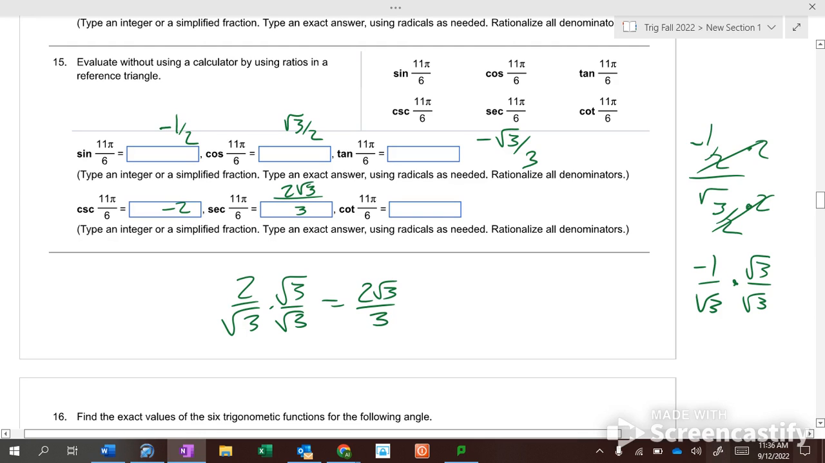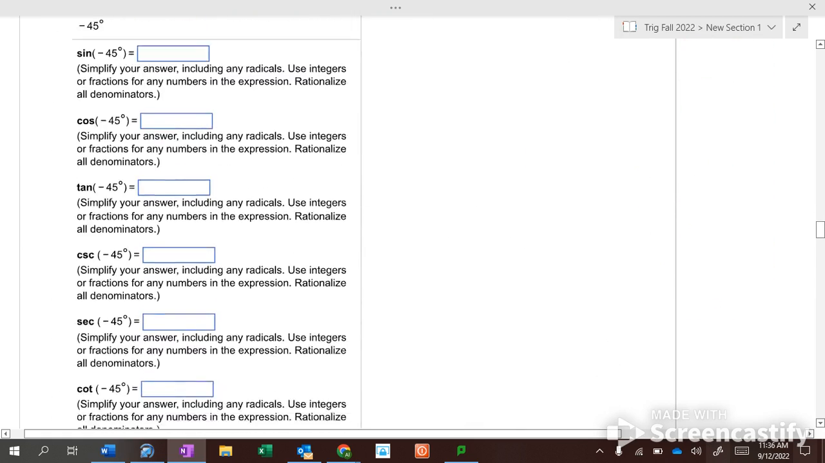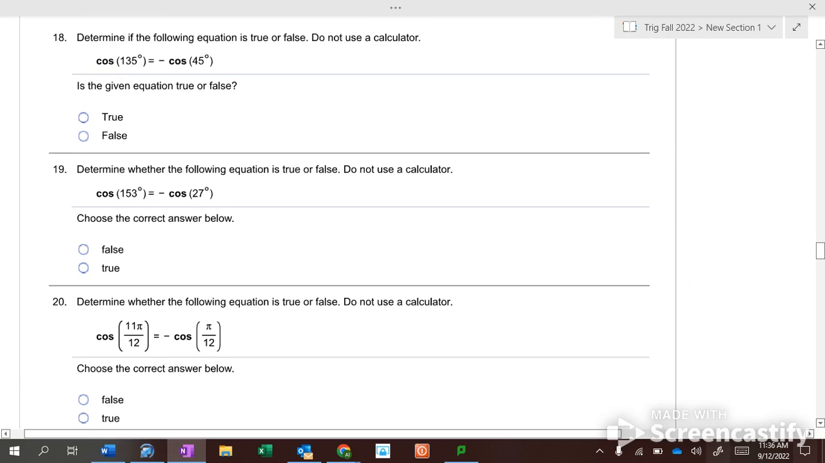And cotangent of 11 pi over 6. What's cotangent of 11 pi over 6? Well, just flip the tangent over. So it's square root of 3 over negative 1, which is just negative square root of 3. So you have a few of those where you have to find the 6 trig functions. And then finally, at the end of the assignment, we'll figure out if these are true or false.